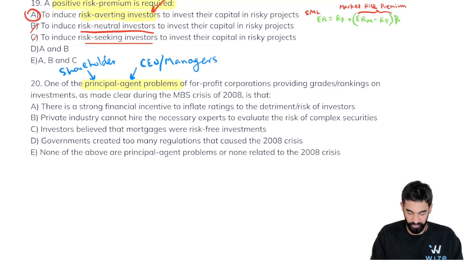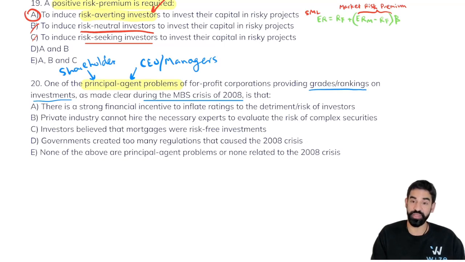And sometimes there's a principal agent problem when the CEO does not act in the best interest of the shareholders. Like let's say a CEO rents a private jet and writes it off as an expense to the company. The CEO doesn't care. It's not coming out of their salary, but it's coming out of our profits, our shares. So in a similar sense, what happened for the grade rankings on investments as made clear during the MBS crisis of 2008? MBS stands for mortgage-backed securities.